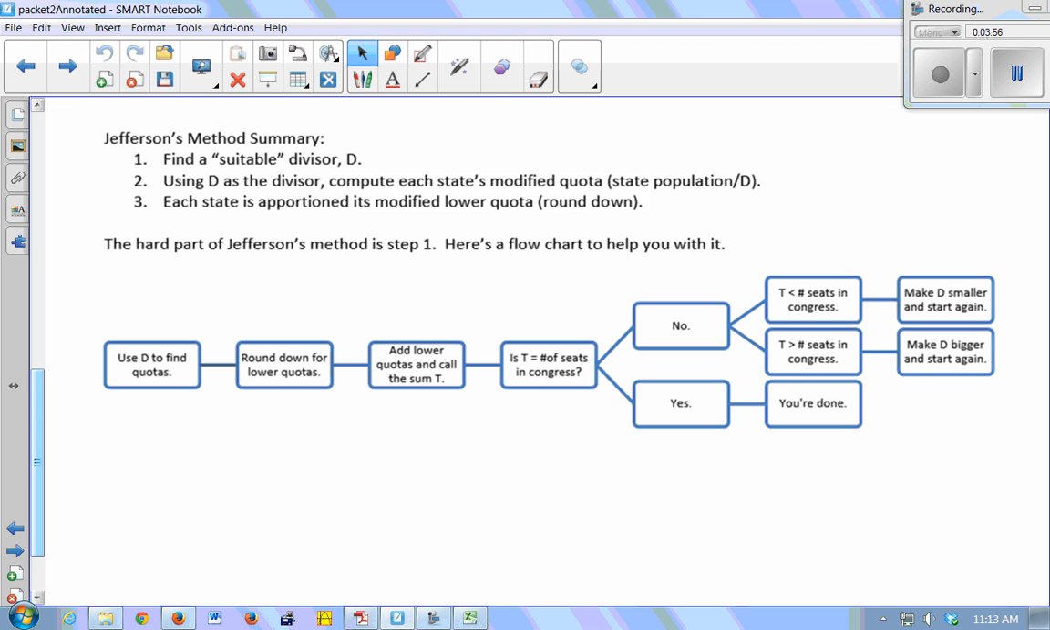Oh, and there's more than one divisor that will work. So you're not trying to narrow in on one specific number. There's a range of divisors that will work. Okay, so it won't take as long to find as you might think.